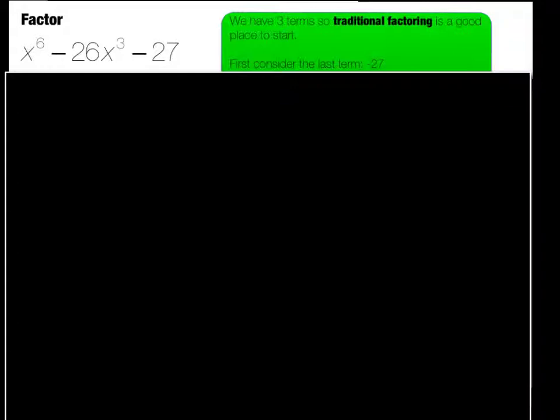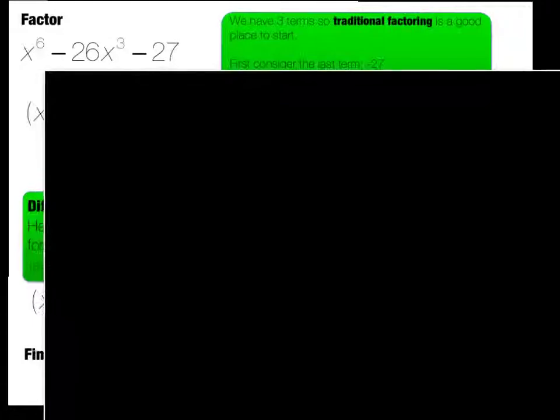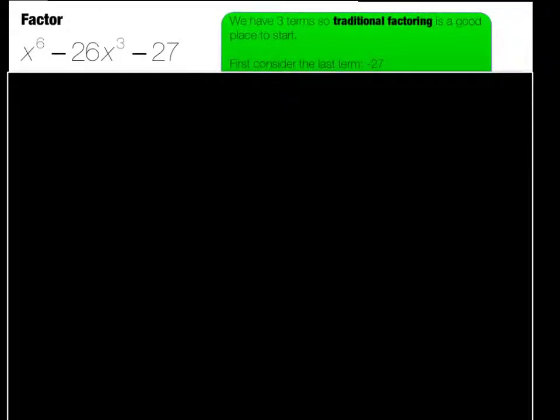We have an x to the sixth, x cubed, and we have a constant value. So 1, 2, and 3 terms. Now that's just a clue. That doesn't mean it always works this way. But that's the first thing.